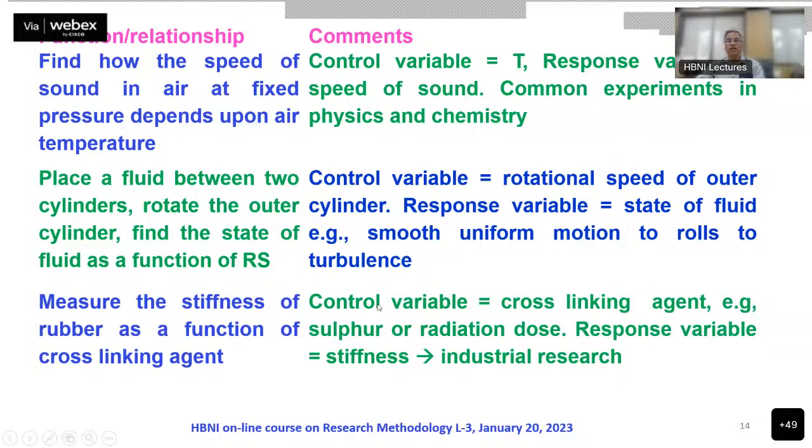So the control variable is the cross-linking agent. It could be sulfur content or radiation dose. And the response variable is the stiffness. So it is like industrial research. In the industry, people do this kind of research to optimize the dose or the quantity of sulfur to obtain rubber of a particular stiffness.